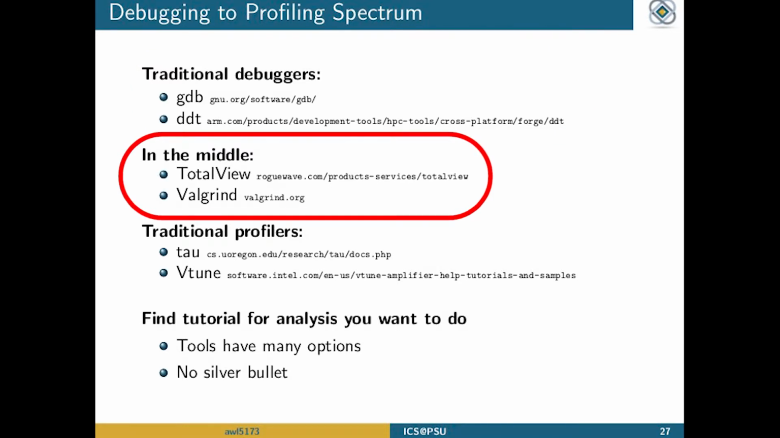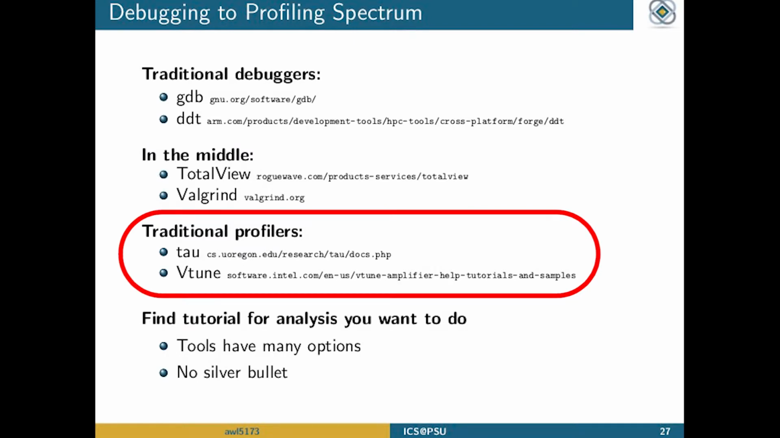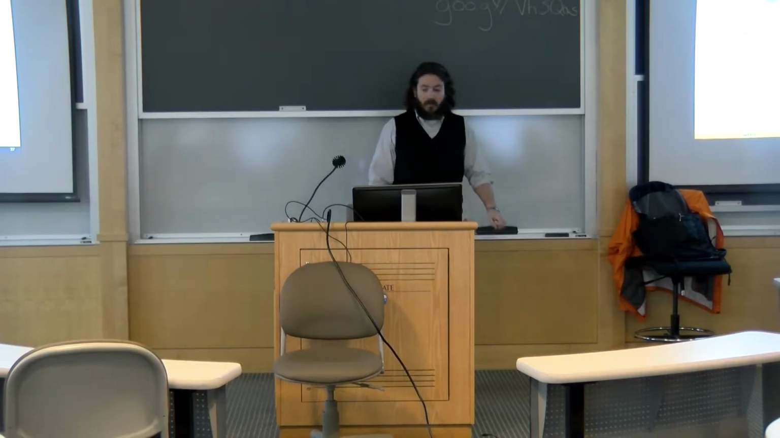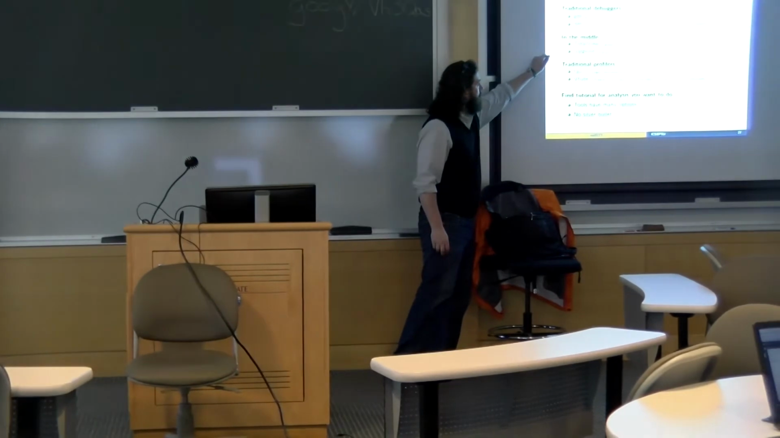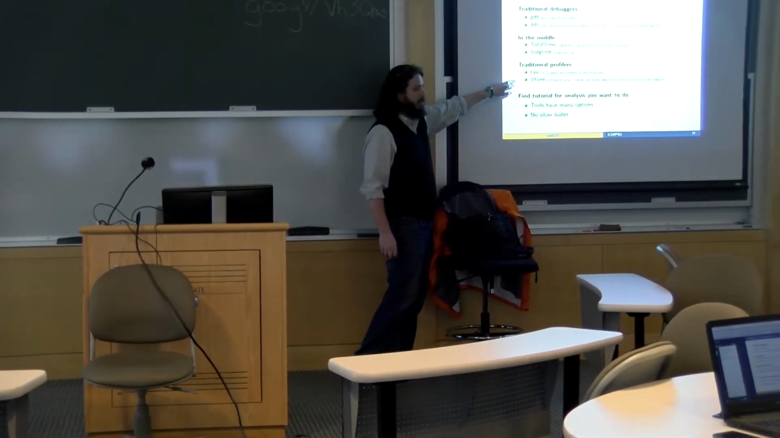Someplace in the middle, TotalView and Valgrind are both there. Both of those allow you to get some of the debugging things and some of the profiling things. And then TAU and VTune are probably the most commonly used profilers. However, both of those are far more powerful than just profilers. You can do a lot of debugging within those if you know what you're doing. One of the things I do want to point out is that I think all of these except for TotalView are available right now on ACI.